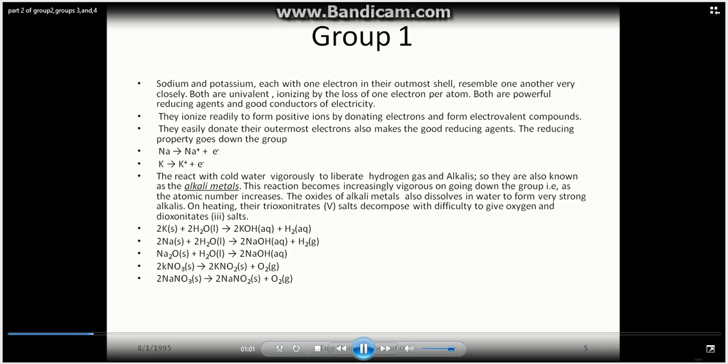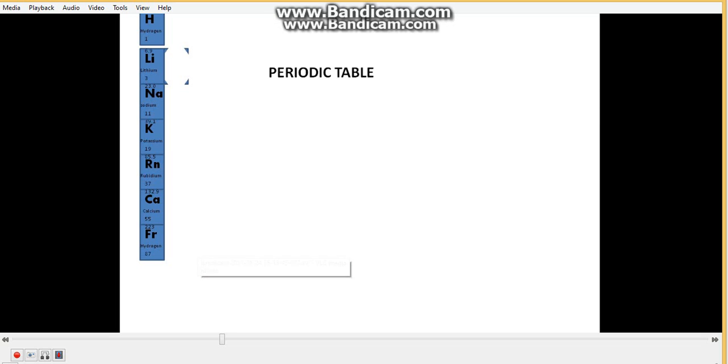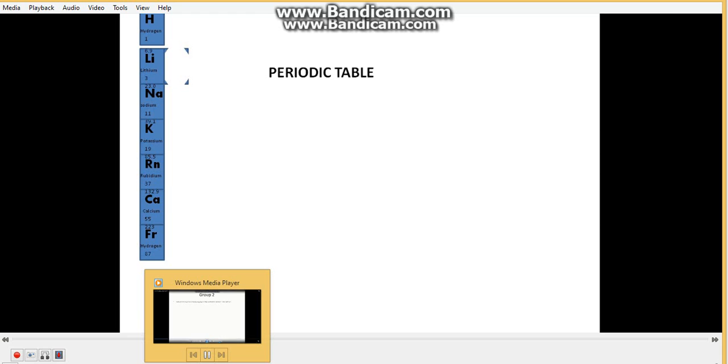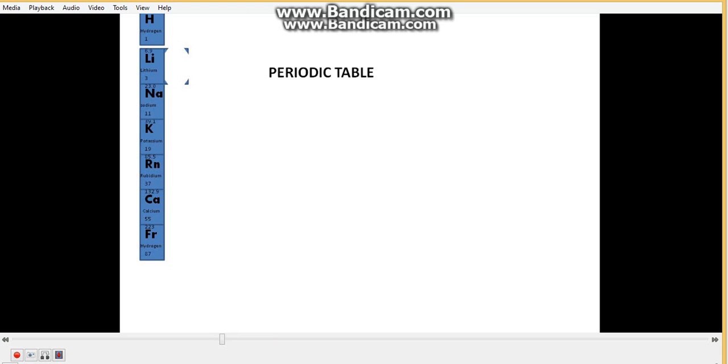Group 2. Calcium and magnesium belong to group 2. They are divalent elements since each of their atoms has 2 valency electrons. They are electron donors for electrovalent compounds and are reducing in nature. Calcium will donate 2 electrons to become 2 positively charged.